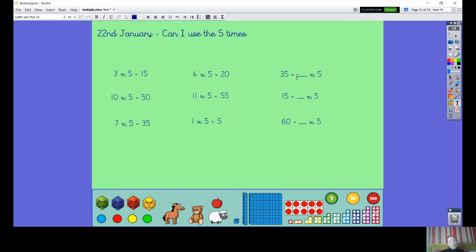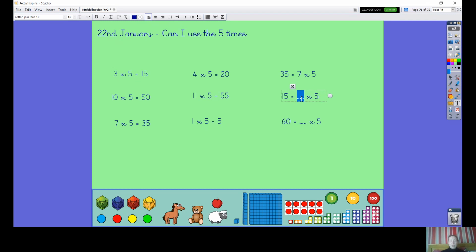Now this, I think, looks tricky, but it's not. 35 is the answer, so something times 5 is 35. Or 5 times something is 35. Let's have a think. Counting 5s up to 35. 5, 10, 15, 20, 25, 30, 35. That's that 7 times 5 again.